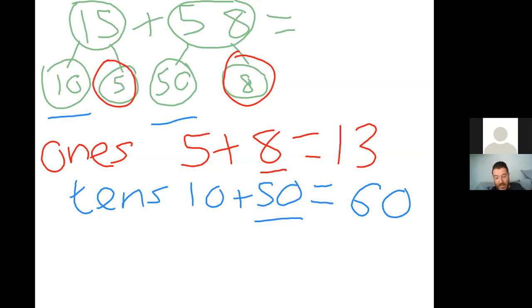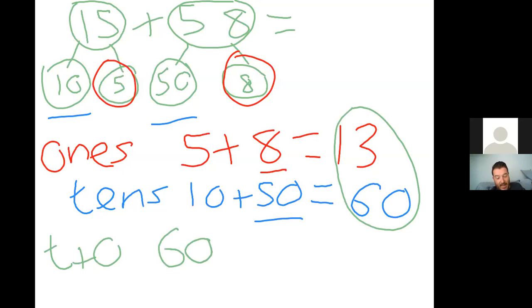And then our final step, we need to add the tens and the ones totals together. So tens and ones. Again, I'm going to put the tens first here because it's easier. 60 add 13. So I know that 6 add 1 is 7. And I know that if I've got 70 and I add 3 to it, which is this part, I'm going to get 73. Okay, hope that helps.